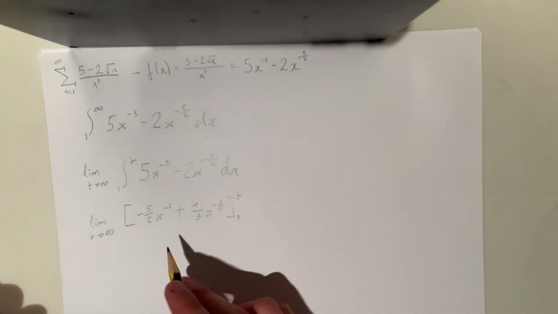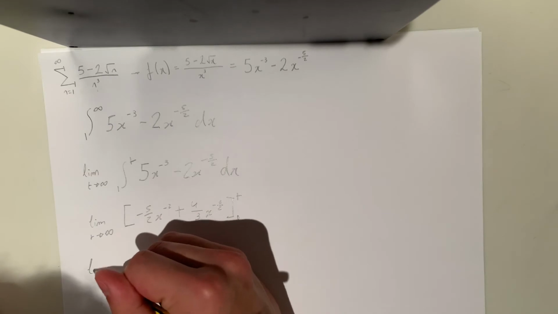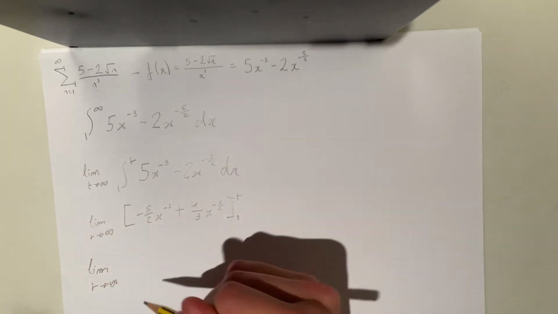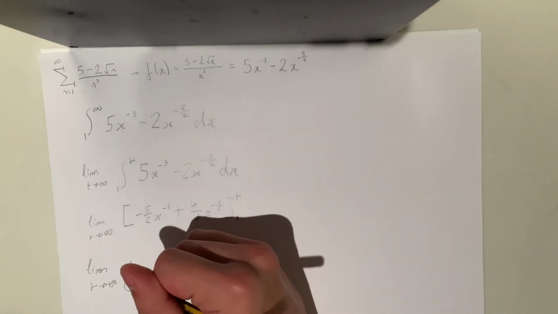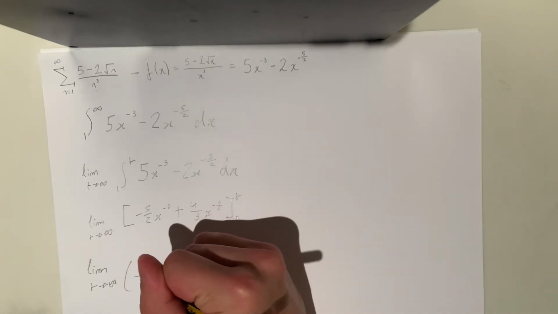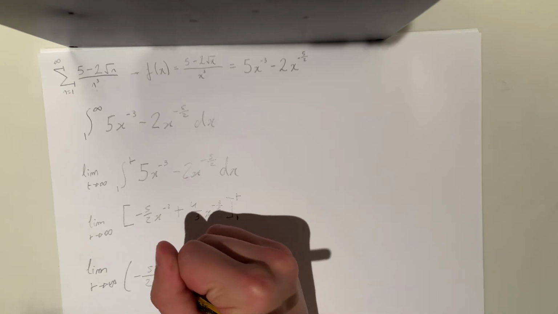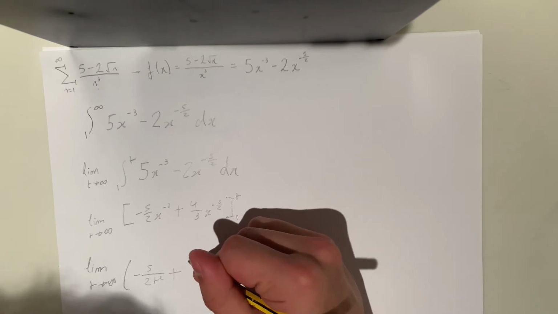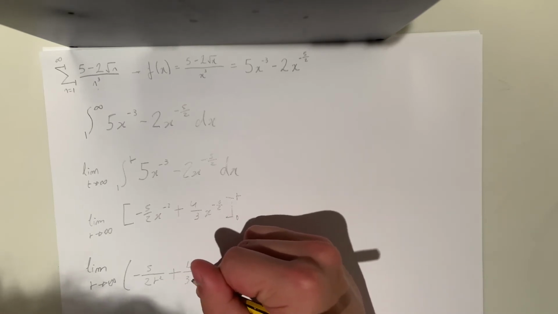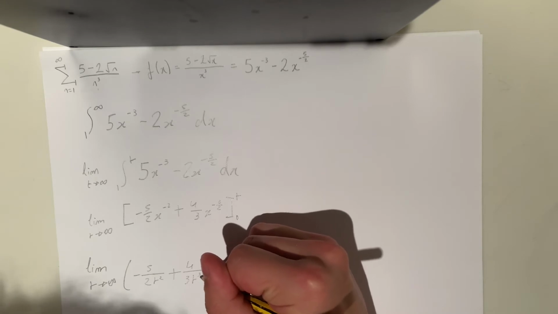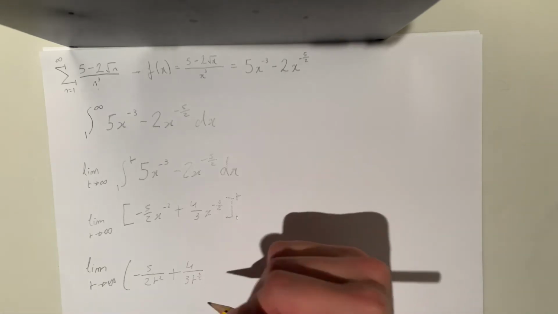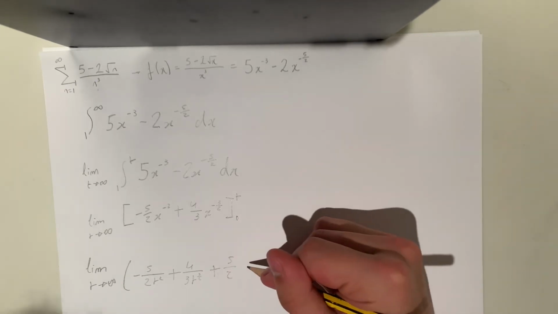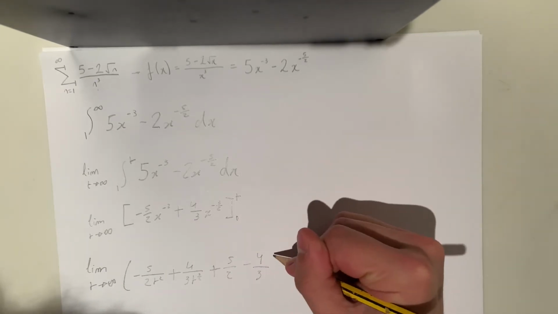So here again, you just plug in t like you usually would with integration. So limit as t goes to infinity of minus 5 over 2 t squared plus 4 over 3 t to the 3 over 2 plus 5 over 2 minus 4 over 3.